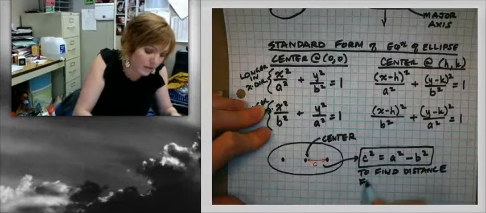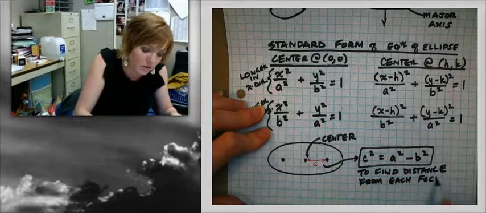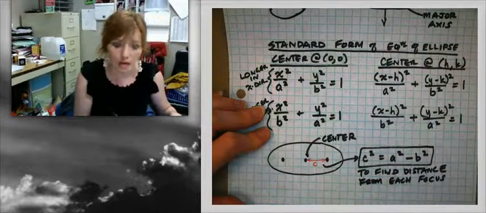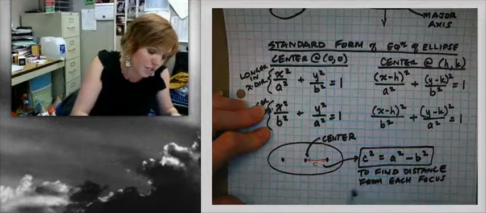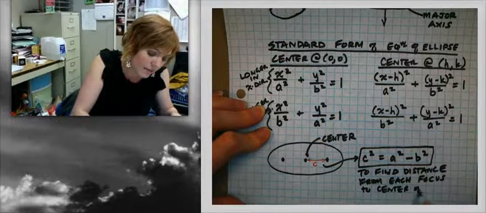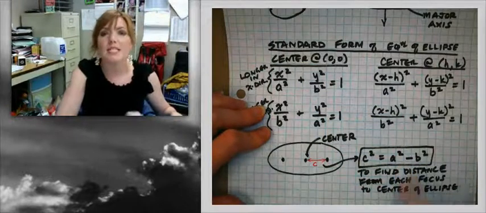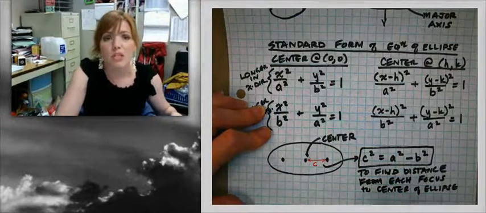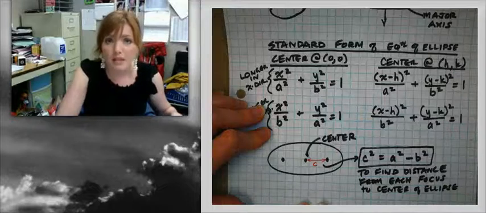Okay, so this again is used to find the distance from each focus. Again, that's singular for foci. To find the distance from each focus to the center of the ellipse, we use this equation. So if anybody is interested in that, I will definitely show you in class where that is derived from. But other than that, take my word for it.